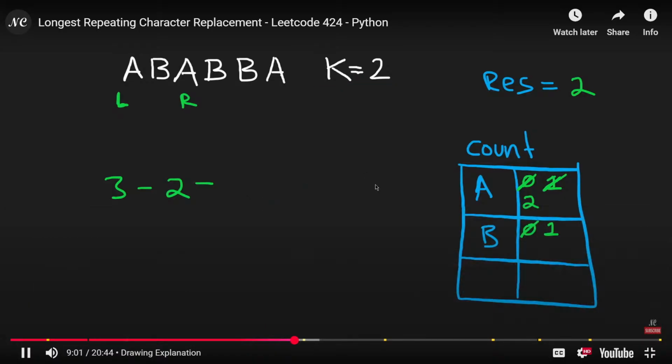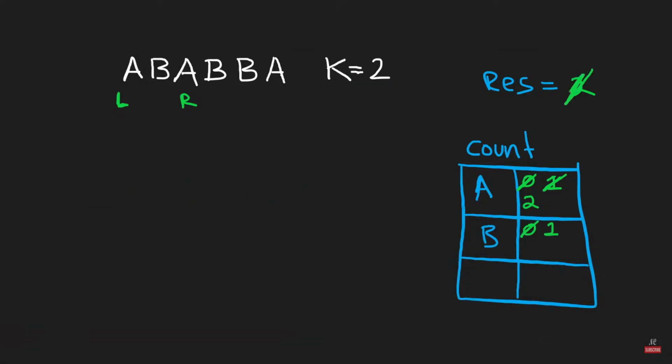Of course it is. So this window is also valid. We can update our result now to 3. So we found another window even longer.